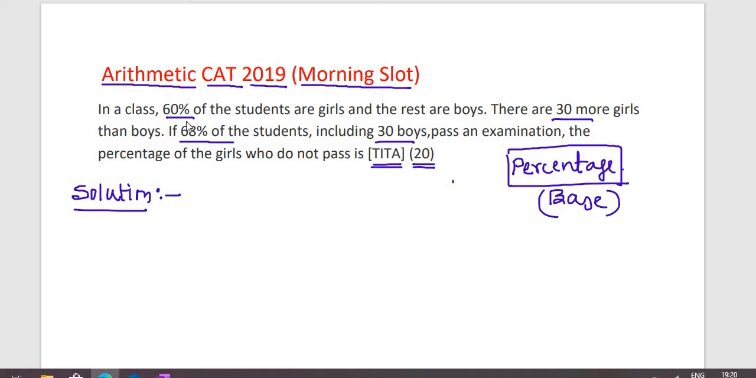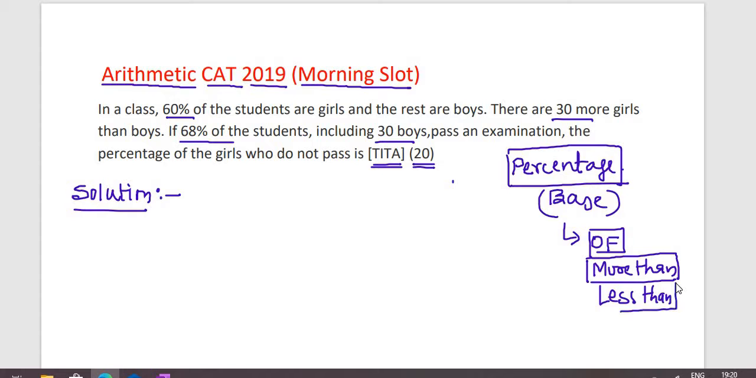So in a class, 60% of the students. Now, how do we identify the base? There are three important keywords. One of them is "of", the other one is "more than", and the other one is "less than". These are three important keywords to identify the base of a percentage, right? So these are very important to understand.